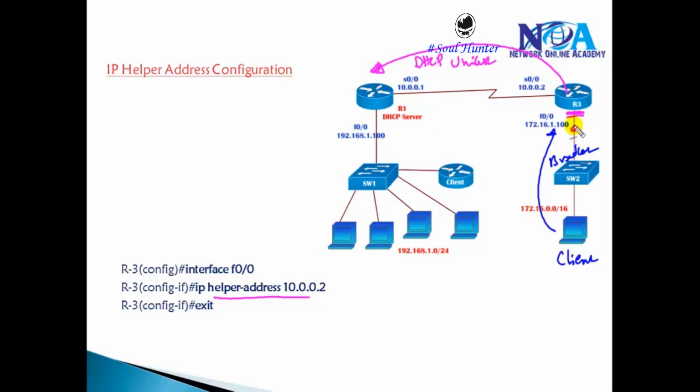Now we need to go to this interface and simply configure a command saying to the router: hello router, whenever you receive any DHCP discover messages, if anyone wants an IP address, please forward that broadcast packet as a unicast packet to the specific DHCP server wherever it is. As we have routing enabled, this router knows how to reach it; we just tell the router where the DHCP server is, saying that the IP helper address is 10.0.0.1. Actually it is 10.0.0.1, not 2, it's 1.